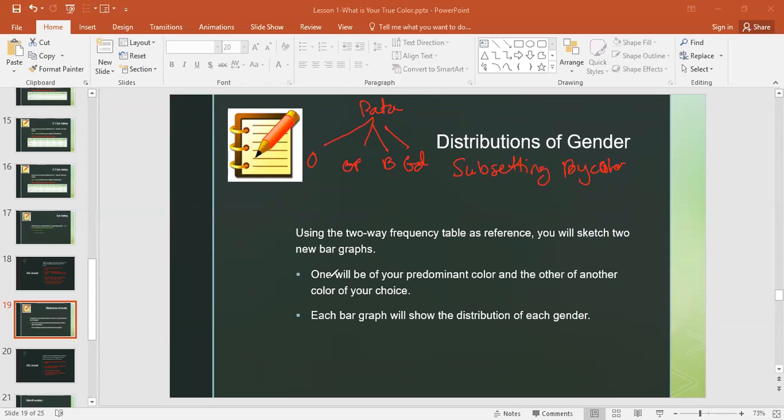One of them will be your predominant color. So whatever your predominant color was, that's what you're using. The other is going to be another color of your choice, okay? Each bar graph will show the distribution of each gender. So on the bar graphs, we're going to have a male bar and we're going to have a female bar, okay? So I'm going to go back to our data here.